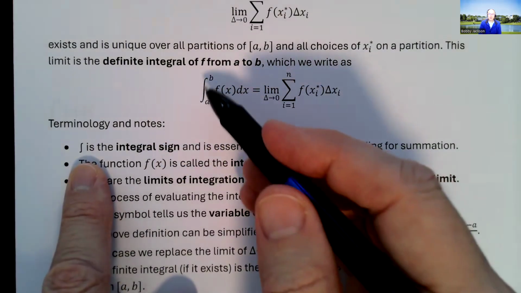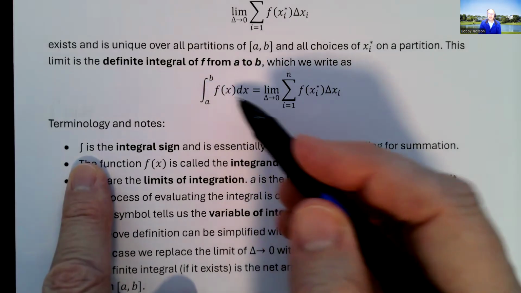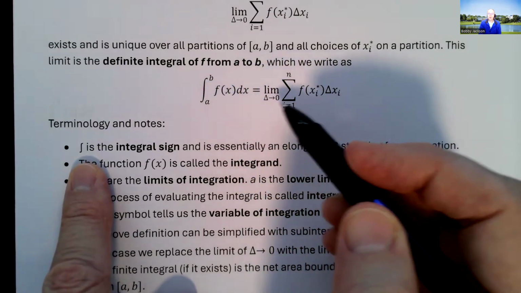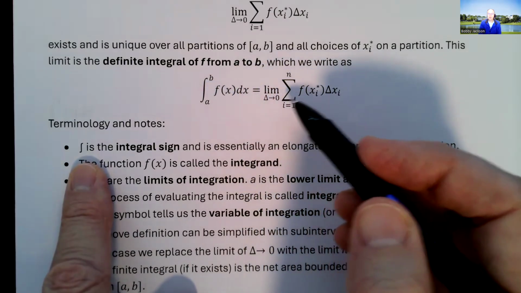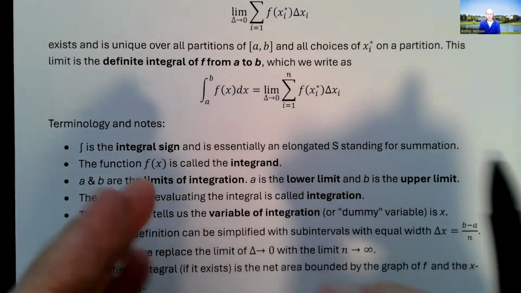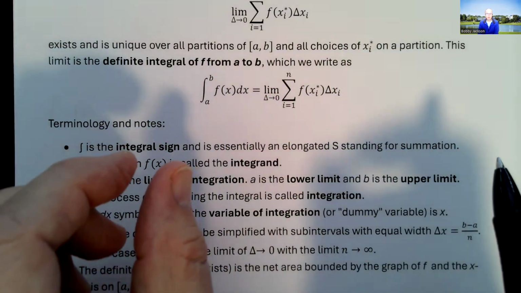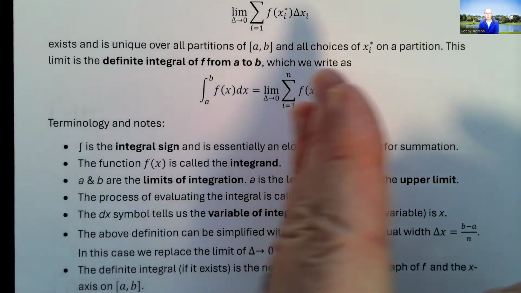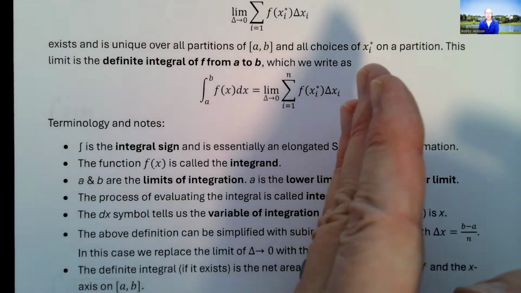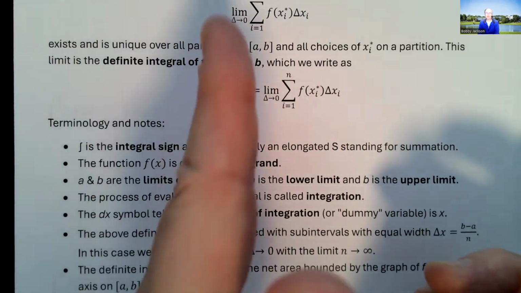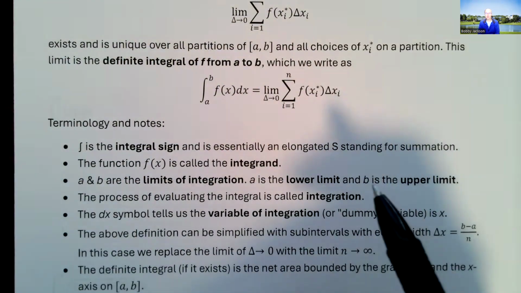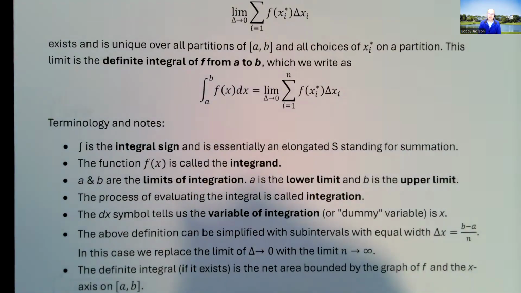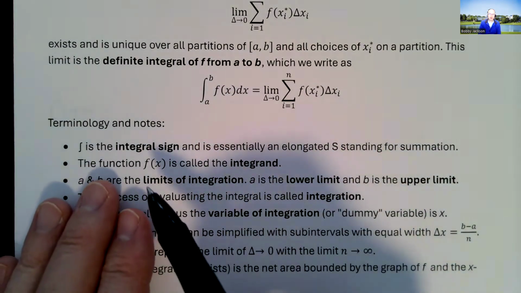Now, terminology notes. We've already seen this integral sign, this elongated S, meaning this is a sum. It's really a sum of what? We're letting the widths of each of these subintervals go to 0. We're getting more and more rectangles, if you will. The widths are getting closer and closer to 0. So we're approaching an infinite number of infinitely thin rectangles, and then adding them all up. So that's the process that's going on. So it's essentially a summation process.